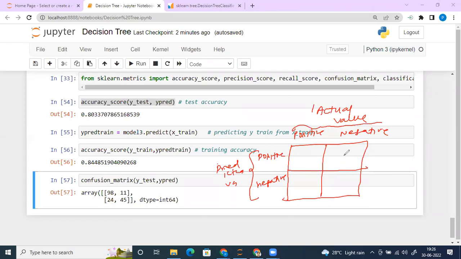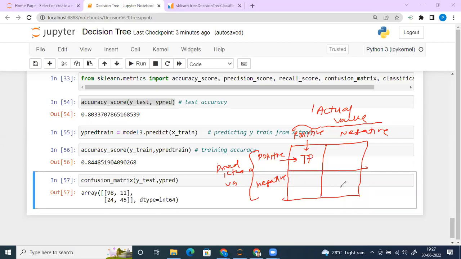See, what is this first cell representing? The first cell is representing that the actual value of the class is positive, and your machine learning algorithm is also predicting positive. Means they are matching. Your actual class is positive, and your machine learning model is also saying yes, it is positive. This we call true positive, or TP.